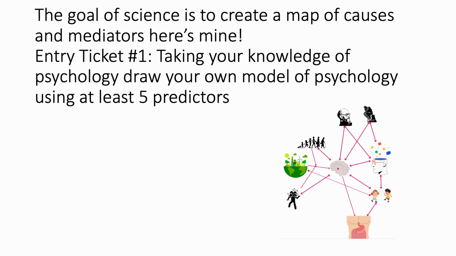This is an example of a blueprint of the human mind that one can construct with moderator and mediator modeling. If you see here, I put it together. I'm trying to make a blueprint for human behavior. Now I want you to do the same. Read the prompt and complete the entry ticket. Taking your knowledge of psychology, draw your own model of psychology using at least 5 predictors.